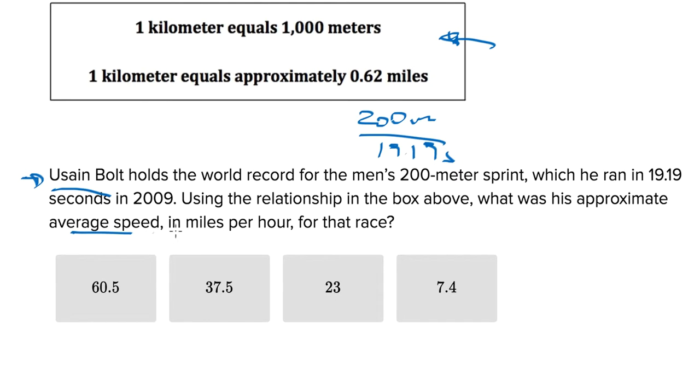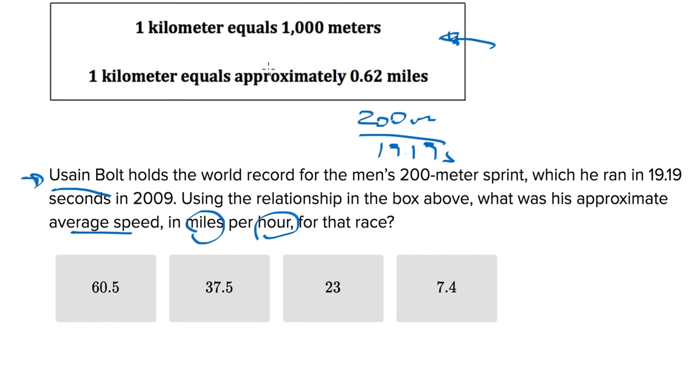Okay, so the big deal actually is not going to be the average speed as much, because we're going to just be dividing, but the fact that we're using miles and hours instead of meters and seconds. So we're going to have to convert each of these. Let's go ahead and do this one by one. Let's start with converting the meters to miles.